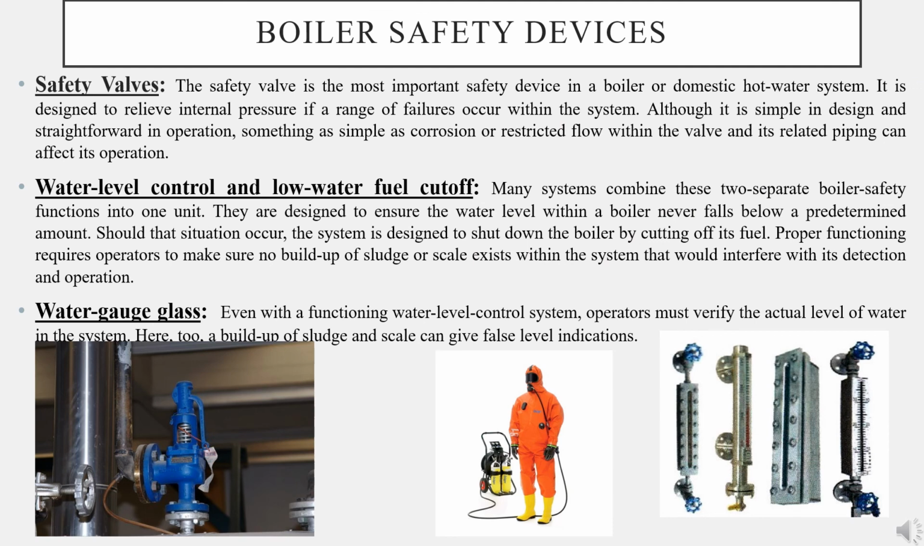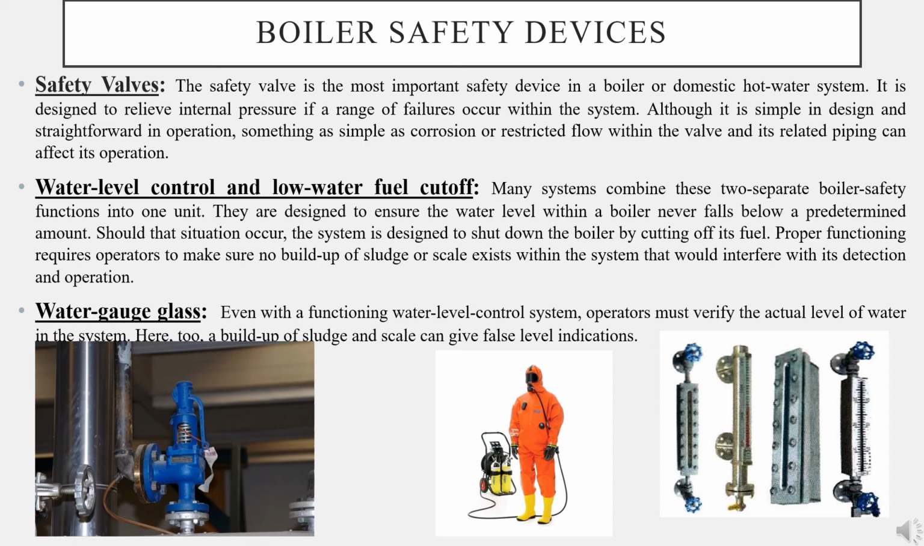The basic safety devices used in a boiler are discussed here. Safety valves, the most important safety device in a boiler, are typically used for boiler overpressure protection and other applications such as downstream of pressure reducing controls. It relieves internal pressure if a failure occurs in the system. It is a simple device and is affected by corrosion and restricted flow within the valve.